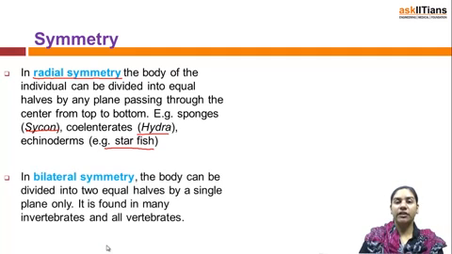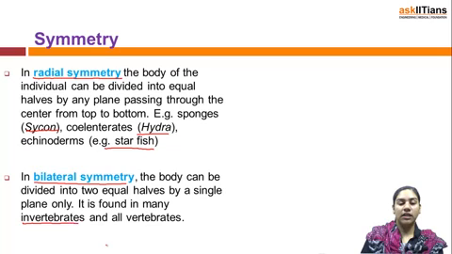And in bilateral symmetry, what happens is that the body can be divided into equal halves only through a single plane that is passing through the center of the body. And the examples are, not all invertebrates, but most of the invertebrates, and all vertebrates show bilateral symmetry.